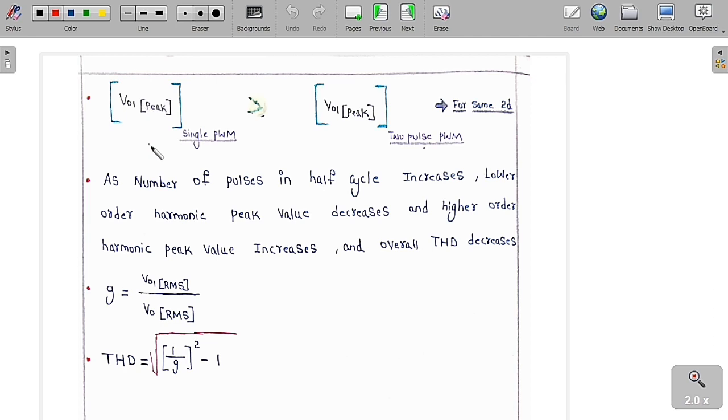G is called the distortion factor. It is the ratio of the RMS value of the fundamental output voltage to the RMS value of the overall output voltage.